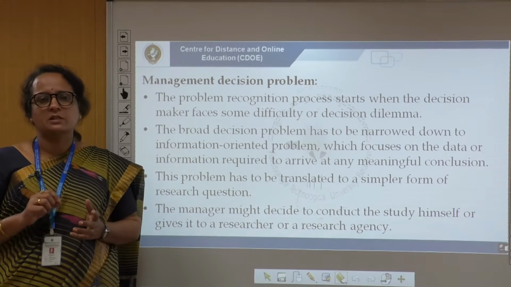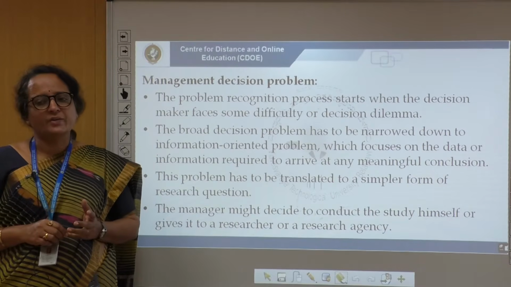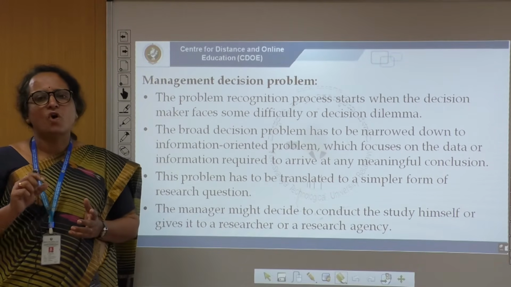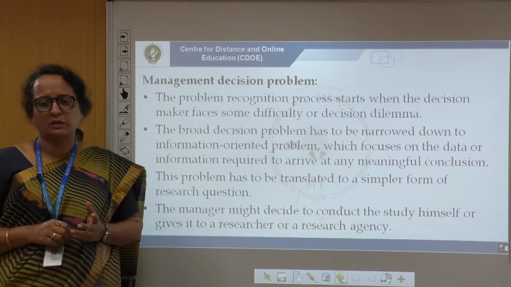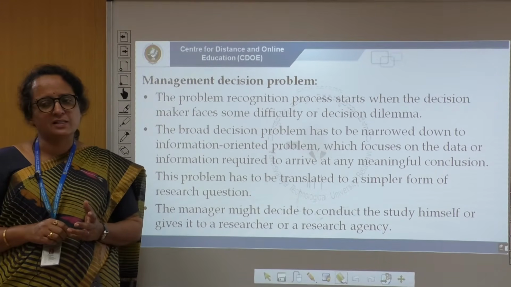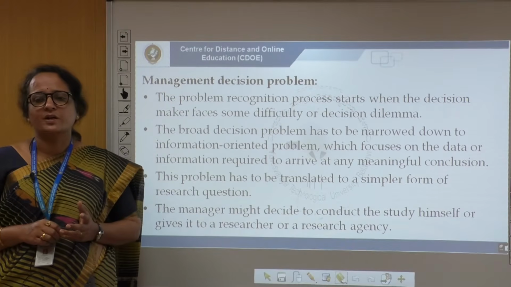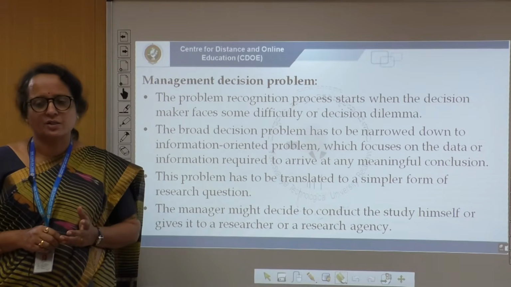So this decision problem should be translated into a simpler form of research questions. Research questions, that is one thing. The manager might decide to conduct the study himself or give it to a researcher or any research agency.